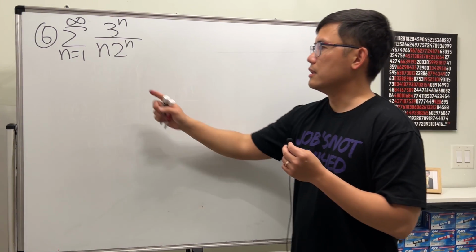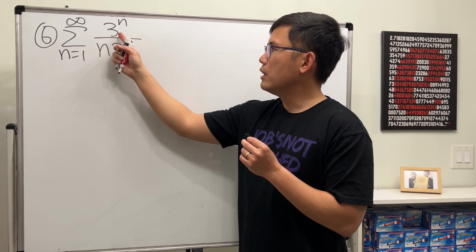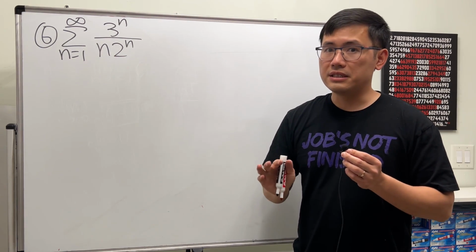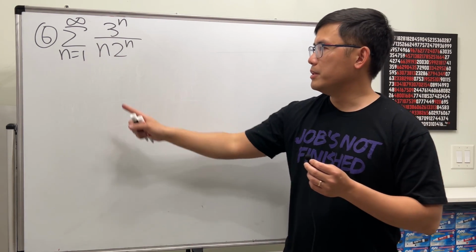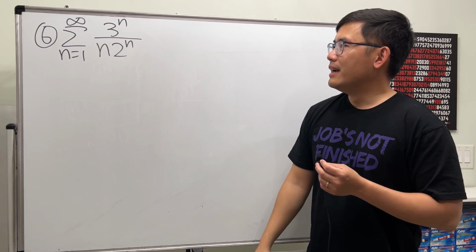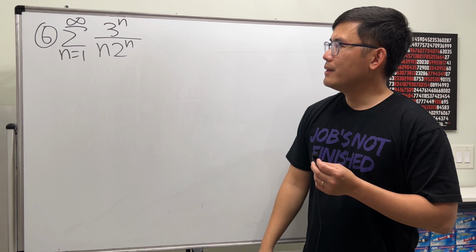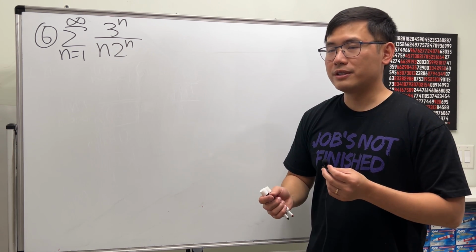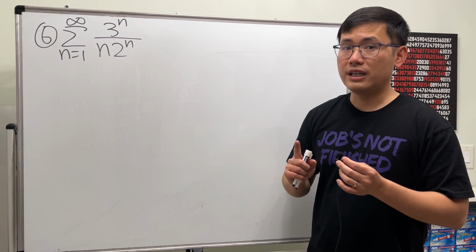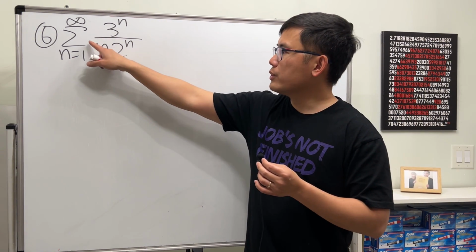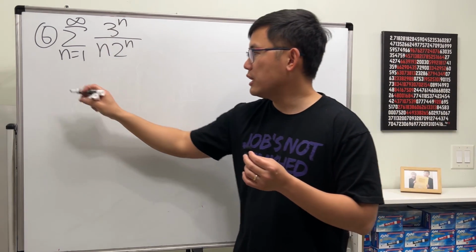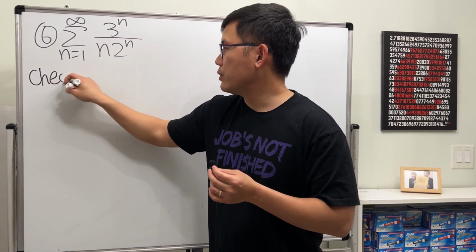Now for number 6, the series as n goes from 1 to infinity of 3 to the n over n times 2 to the n. Again, this is not a geometric series because we have this extra n multiplying 2 to the n. And you might try to do some comparison tests, but I will leave that to you. Here, let's try to use the ratio test because I really don't want to deal with the nth root of n, right, as n goes to infinity. So ratio test will be the way to go.